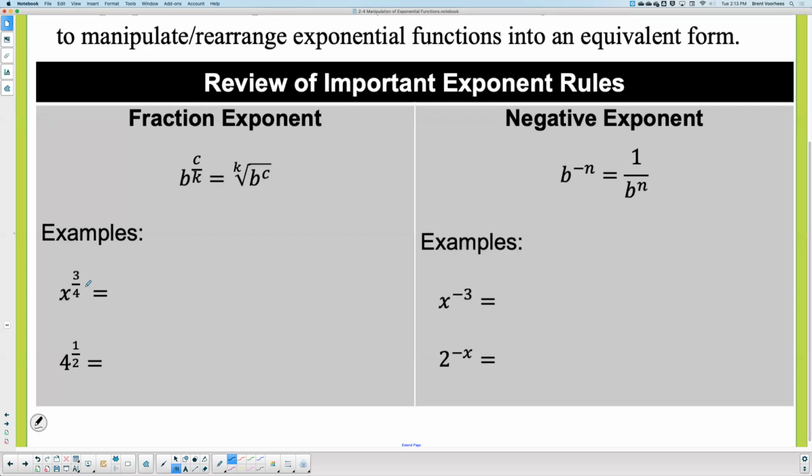Here, I gave you x to the power of 3/4. That fourth is a dividing power. So a dividing power is the same thing as a root. In this case, a fourth root of x cubed. That's how you would rewrite that.